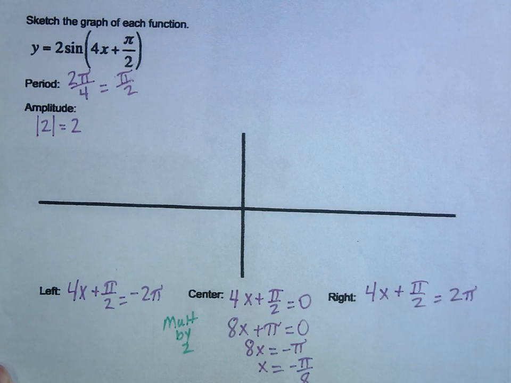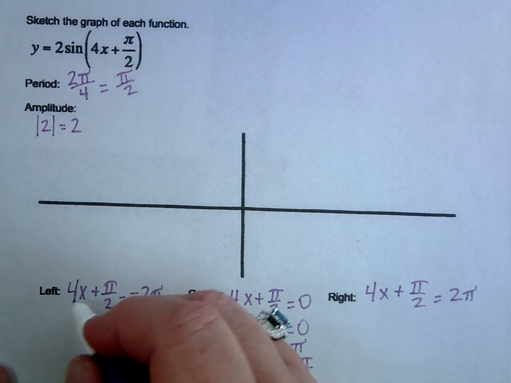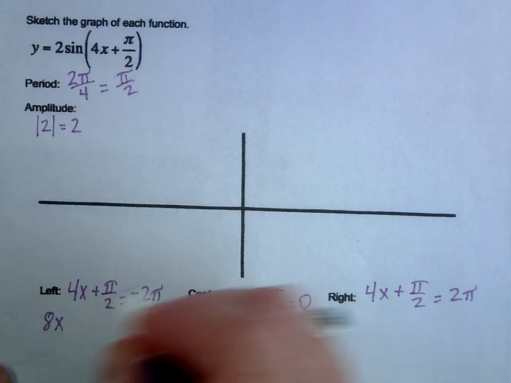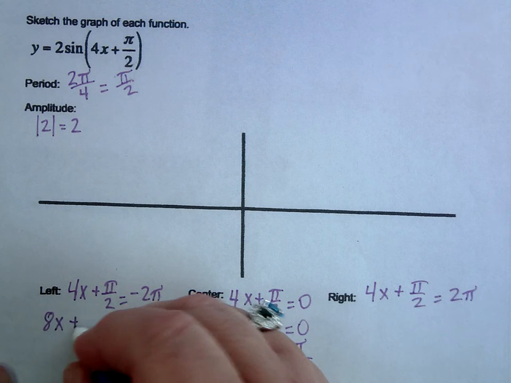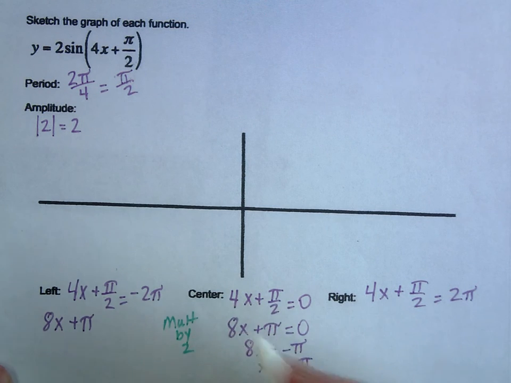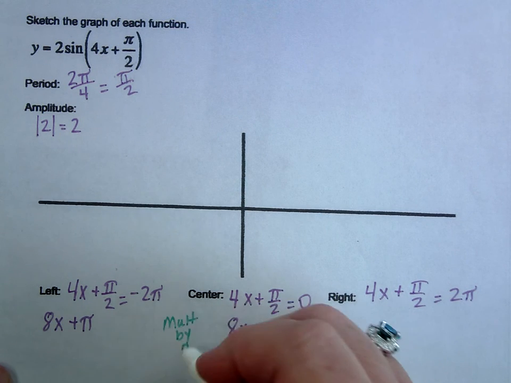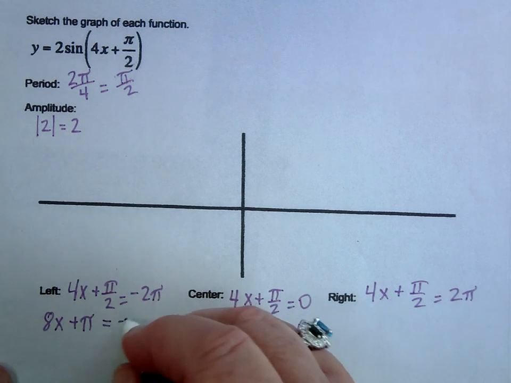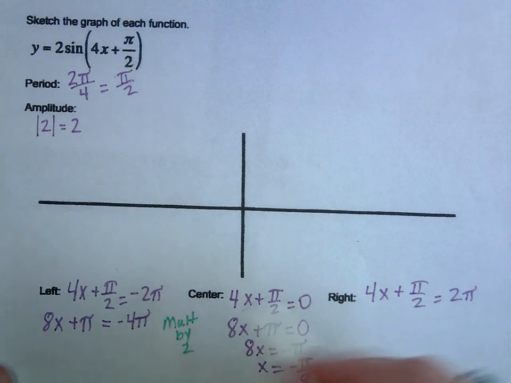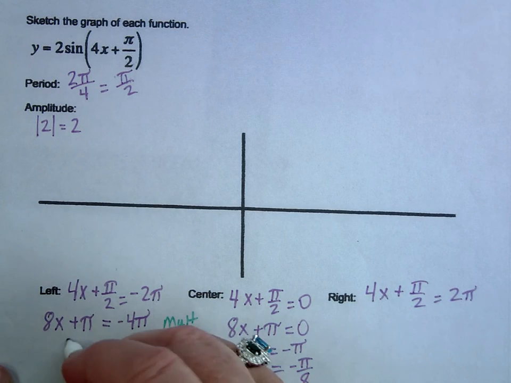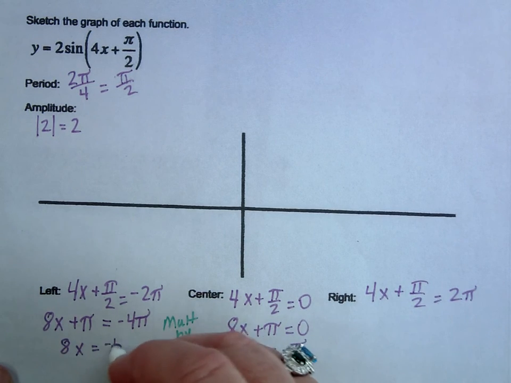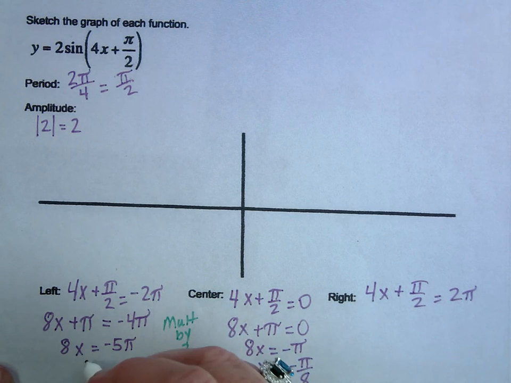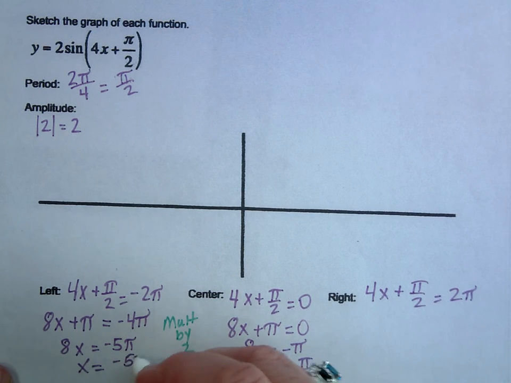And so I need to multiply everybody by 2, my trick. 2 times 4x is 8x. 2 times pi over 2 is pi. Again, it's the same thing you get over here. This is what's different. So 2 times a negative 2 pi is negative 4 pi. And so I'm going to subtract a pi. That gives me negative 5 pi. Divide by 8. I get negative 5 pi over 8.